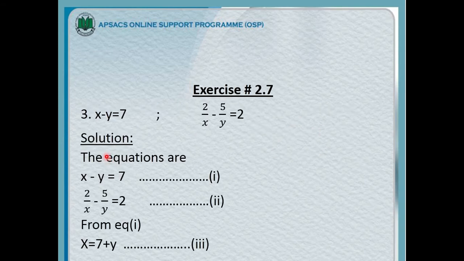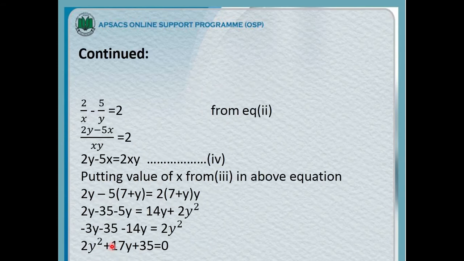Now I am going to explain question number 3 of exercise 2.7. So the given equations are equation number 1 and equation number 2. From equation number 1, I have just shifted the y to the right side, so we get the equation x equals 7 plus y. And from equation 2, we have to take the LCM. After taking its LCM, we get this equation. From equation number 3, we have the value of x. So we substitute the value of x in the above equation to get a quadratic equation in terms of y.